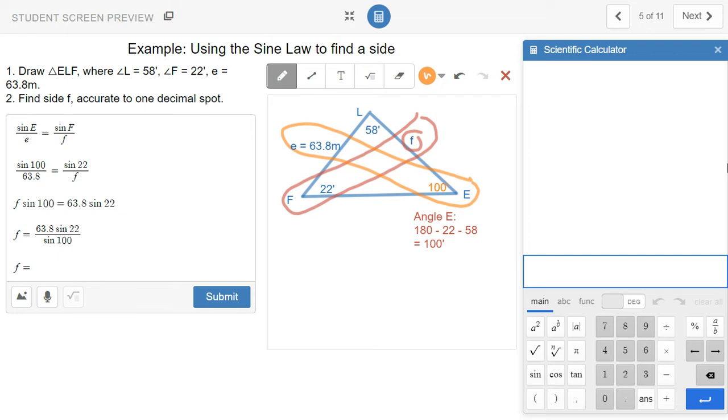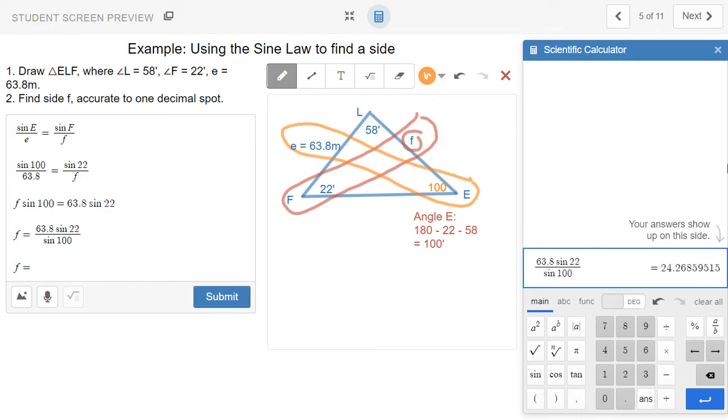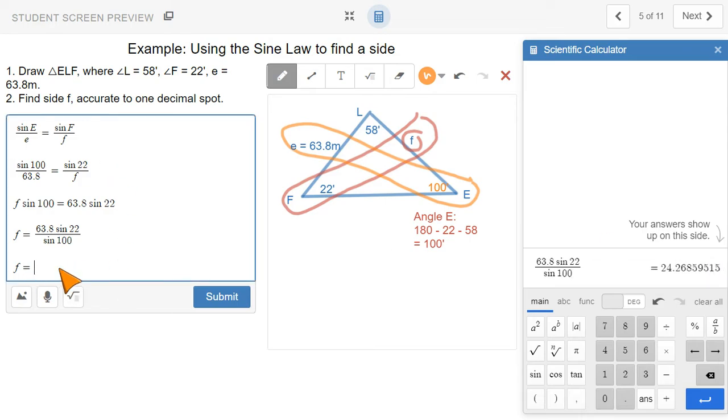Let's throw it into the calculator to see what we get. So 63.8 sine 22 divided by sine 100. We have f is equal to 24.3 meters.